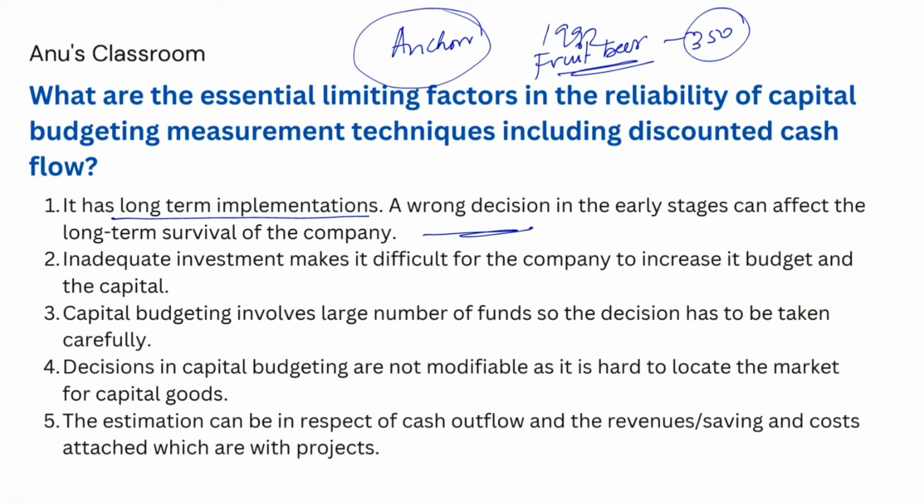Now, inadequate investment makes it difficult for a company to increase its budget as well as capital. Capital budgeting involves a large number of funds, so decisions have to be taken carefully. Decisions in capital budgeting are not modifiable, as it is hard to locate the market for capital goods. Estimation can be in respect of cash outflow and the revenues or savings and costs that are attached with the project. So these are a few limiting factors.